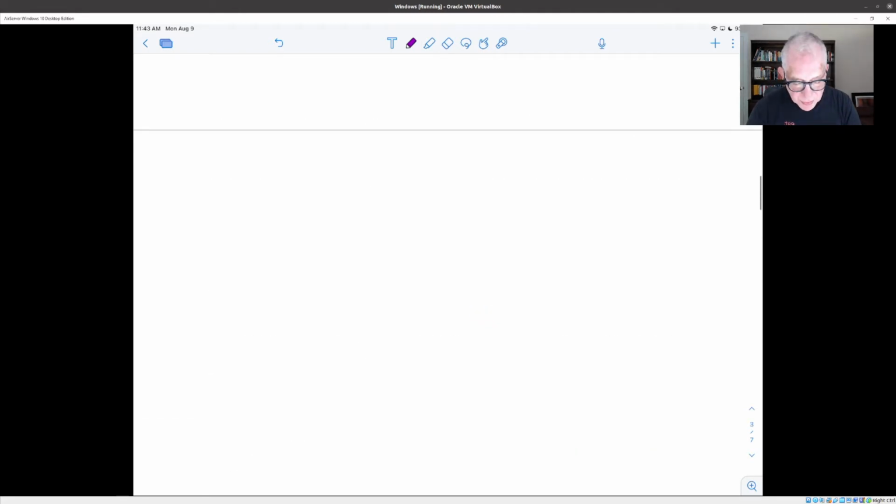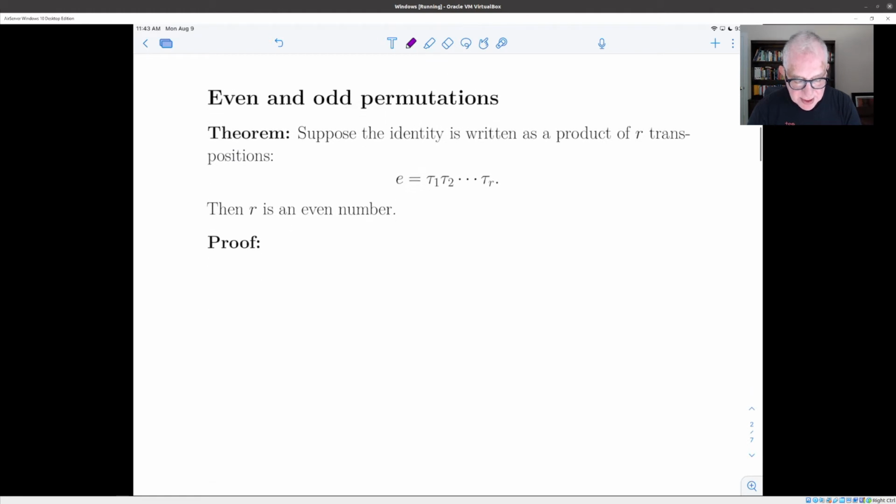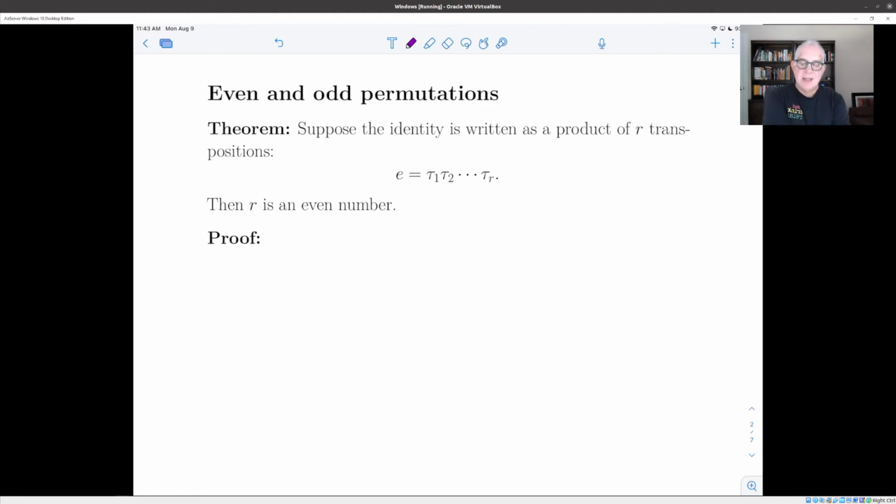So to prove this, we're going to start with a special case. We're going to look at the identity element. And we're going to suppose that the identity element is written as a product of transpositions. And we're going to show that no matter how you do that, you always have to use an even number of transpositions. Now, as we said, the simplest way to write the identity element as a product of transpositions is 0 transpositions. And 0 is even.